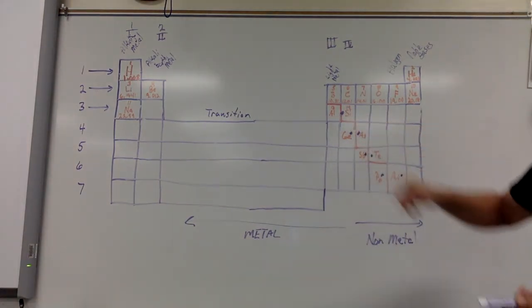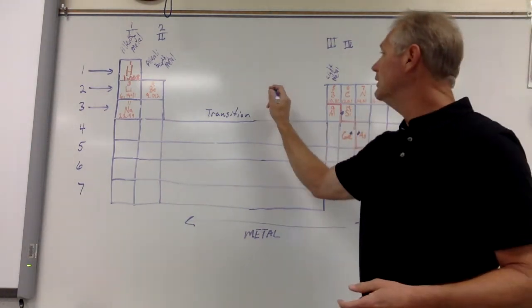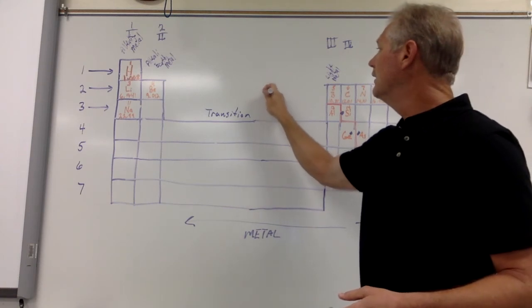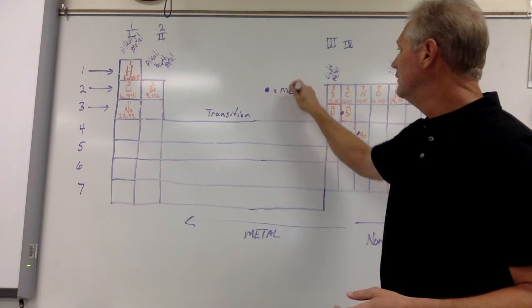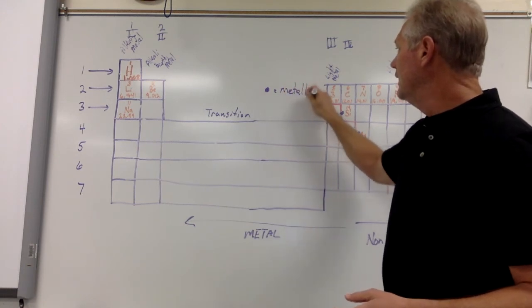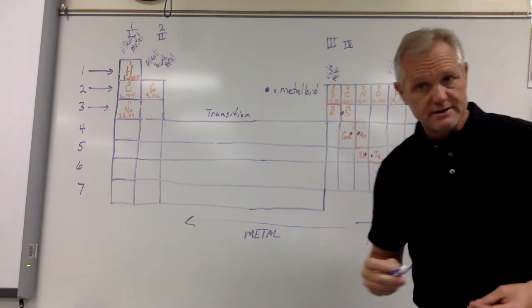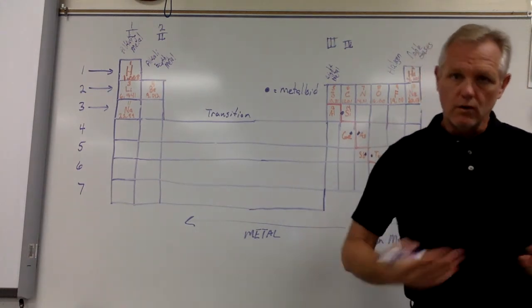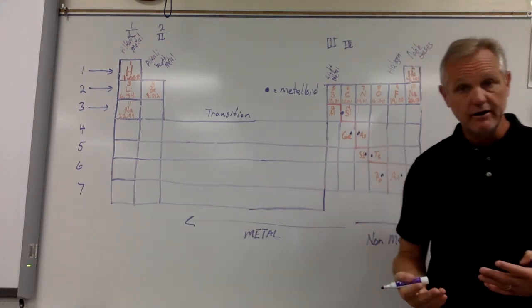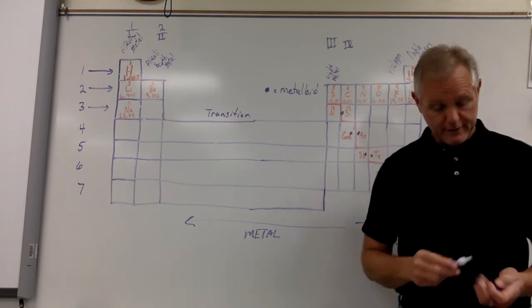The ones that have the dot here, I'm just going to put a little dot right here. That is going to be called a metalloid. And a metalloid is nothing more than an element that's not sure if it wants to be a metal or a non-metal, so it carries some of the characteristics of both.